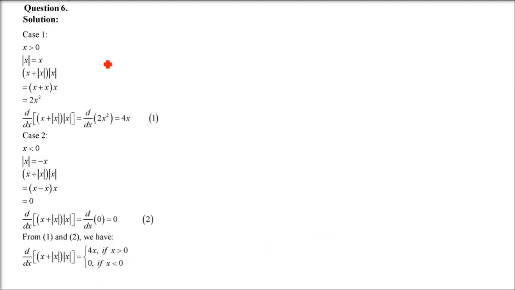Now question number 6. Same thing here. Write the value of d by dx of (x plus mod x) into mod x. Basically it's x plus x into x, but we cannot do it because there is mod, and we have to take two conditions here: x is greater than 0 or x is less than 0.